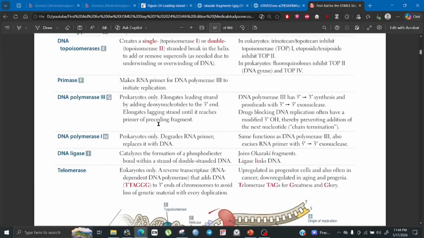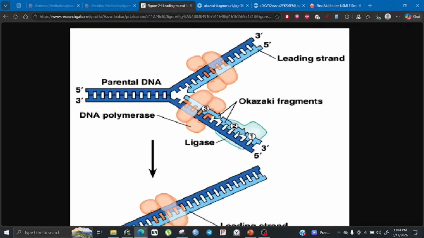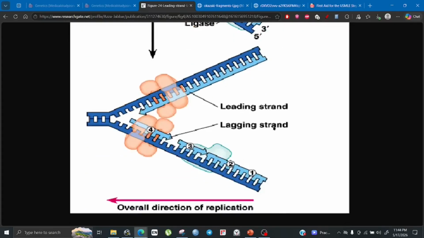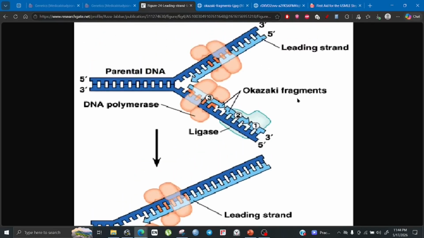DNA polymerase 3, which is the DNA polymerase in our cells, forms a 5 prime to 3 prime synthesis. Okay. So it cannot form a DNA strand from 3 prime to 5 prime. So obviously, this strand, the leading strand, has no problem because it is forming in the direction of 5 prime to 3 prime. But the lagging strand has a problem because it is forming in the direction of 3 prime to 5 prime. But since the DNA polymerase cannot form it, it starts forming it from 5 prime to 3 prime.